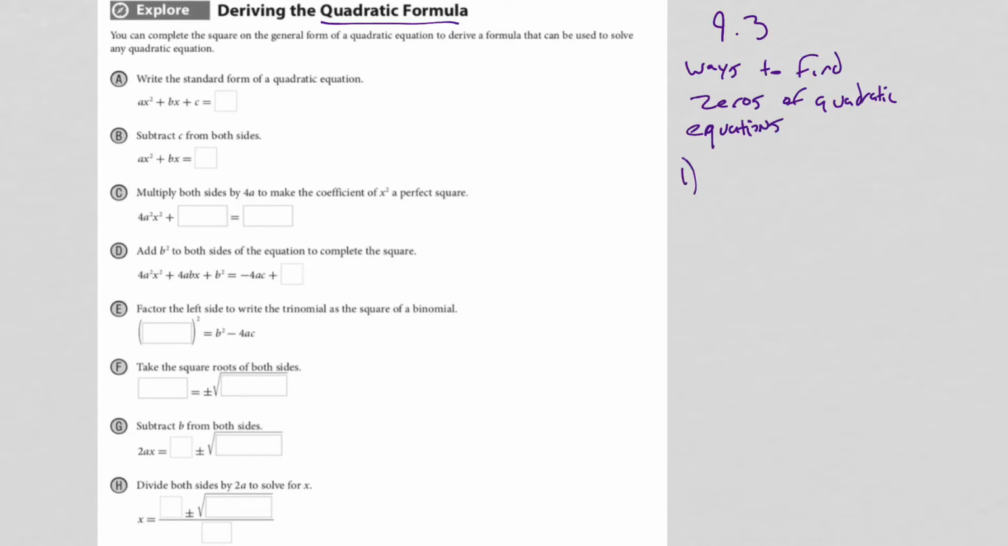Okay, and well, one, we could factor. If we can't factor, we could try to complete the square. And if we can't complete the square, right, we can use the quadratic formula.